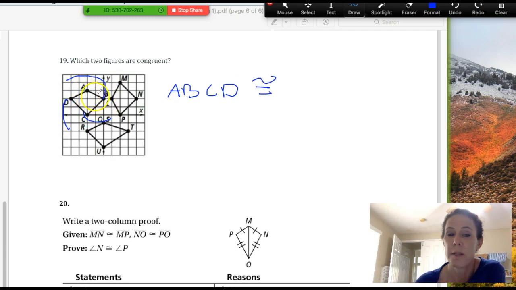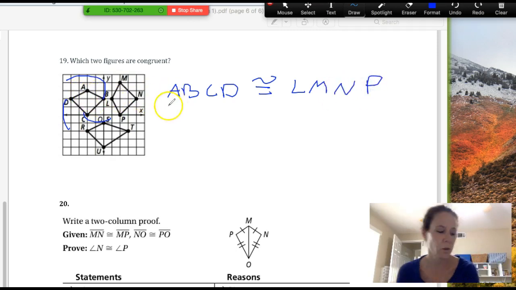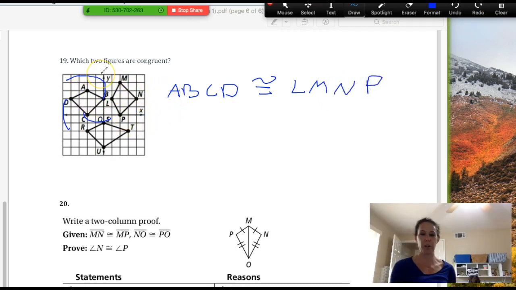So this segment, if I rotated it around, B would end up here, A would end up here, D would be here, and C would be here. So if I go A, B, C, D, I'm going to go L, M, N, P. L, M, N, P. And those would be the figures that I would say are congruent.